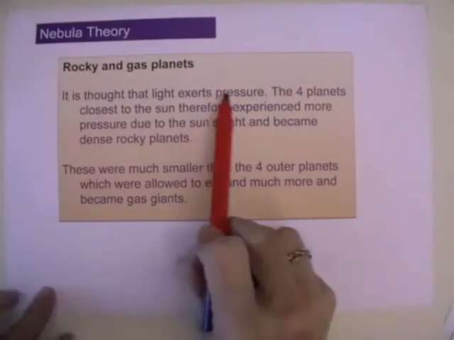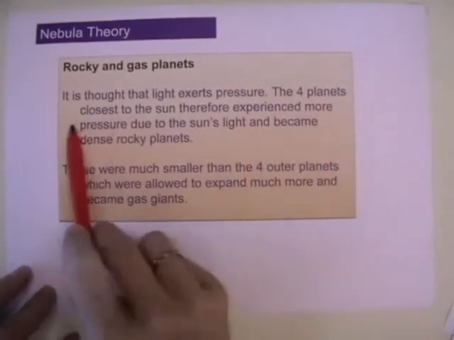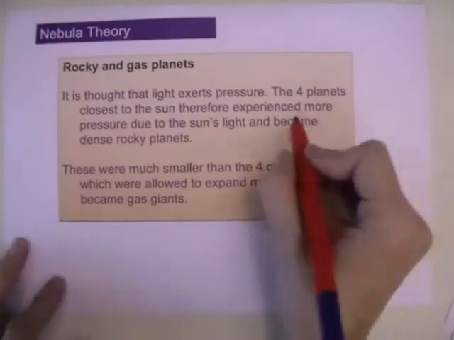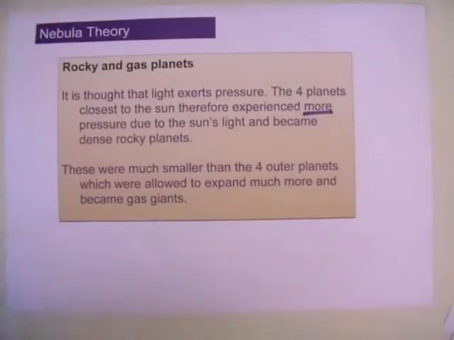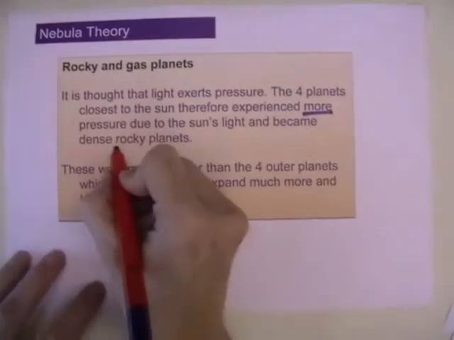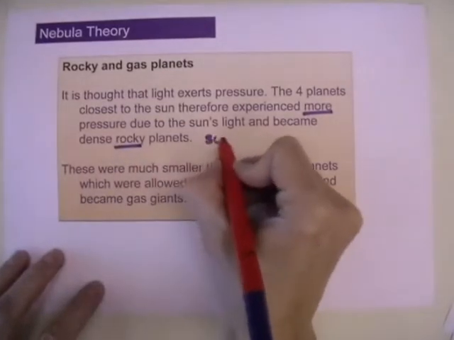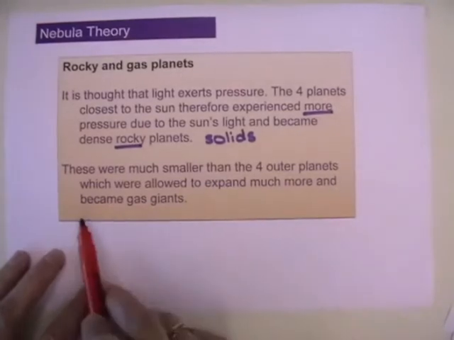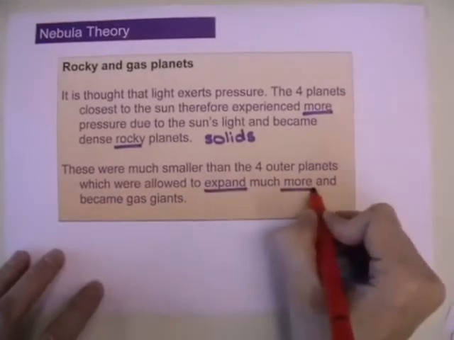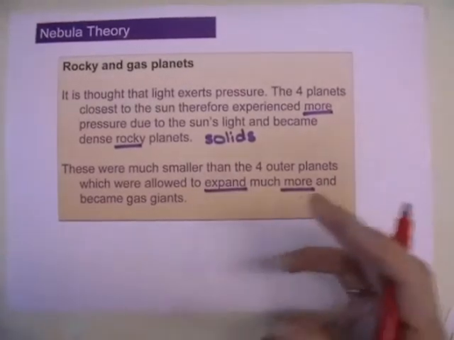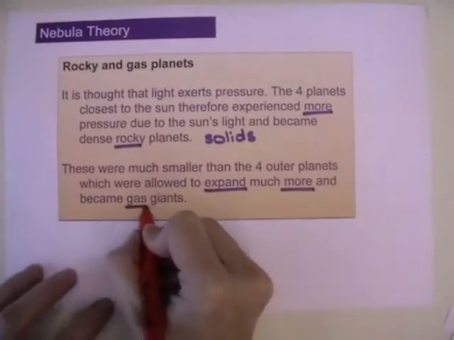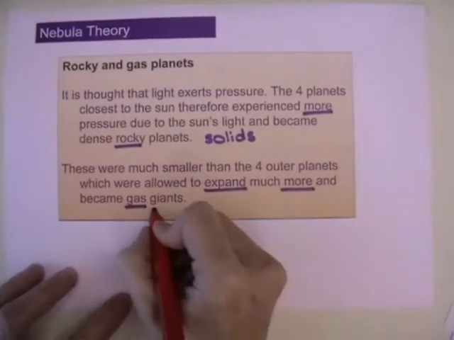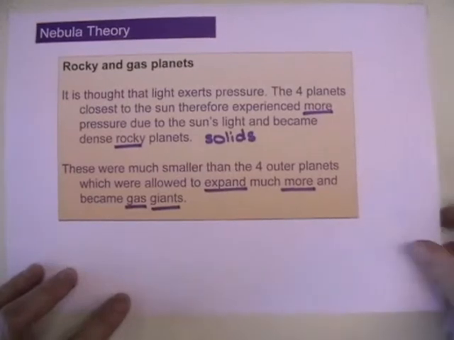It is thought that light exerts pressure. The 4 planets closest to the sun therefore experienced more pressure due to the sun's light, and they formed into rocky planets. They became solids. However, further out, the 4 outer planets were allowed to expand much more, and they weren't pushed in as much, and they became gases. And that's why they were also allowed to grow far more in size, and they became the gas giants.